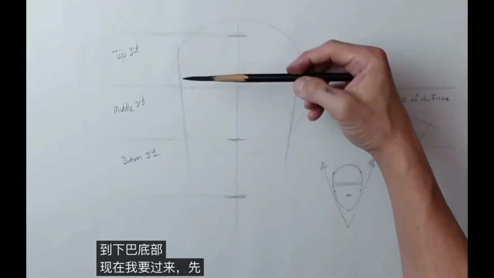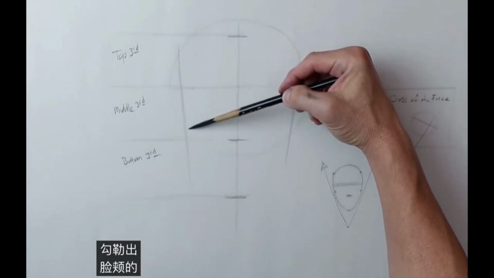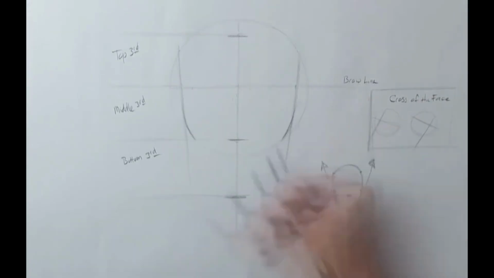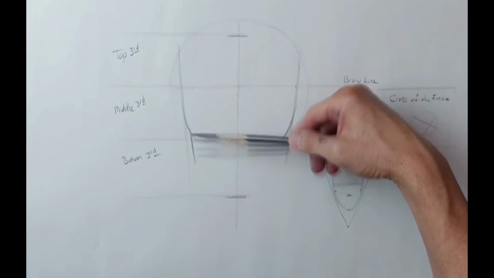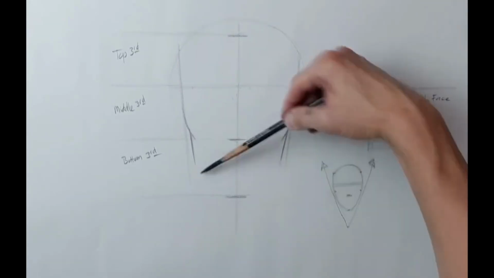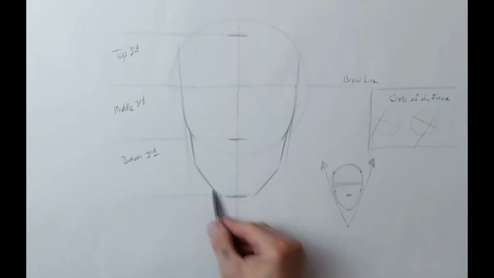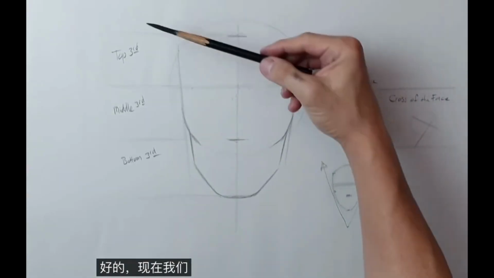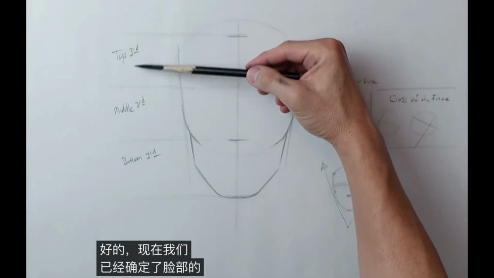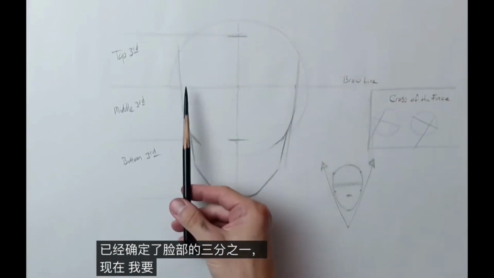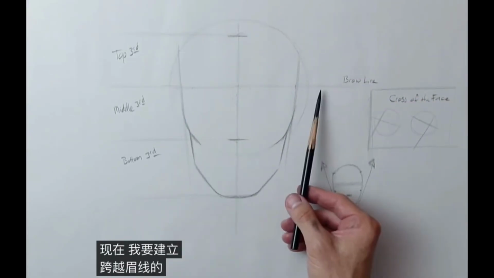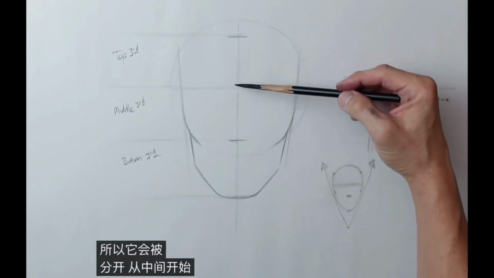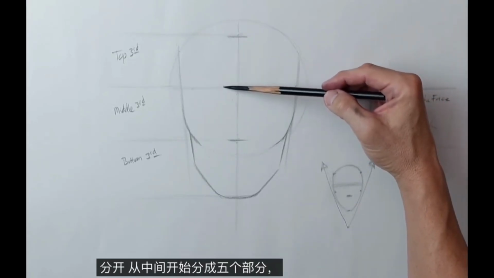Now I'm going to come over and just sketch in a basic shape of that cheek. Okay, so now we have already established the thirds of the face, and now I'm going to establish the fifths going across the brow line. So it's going to be divided up into 5 sections, starting off with the middle.